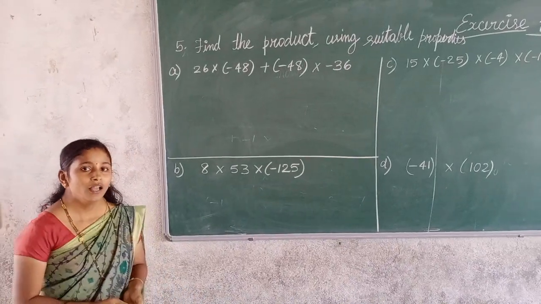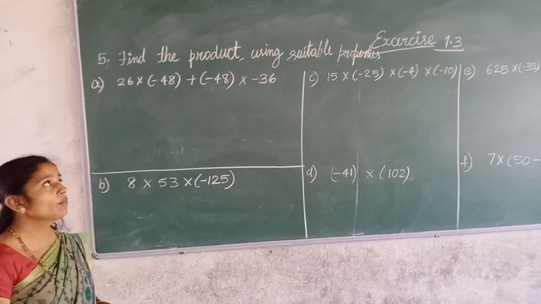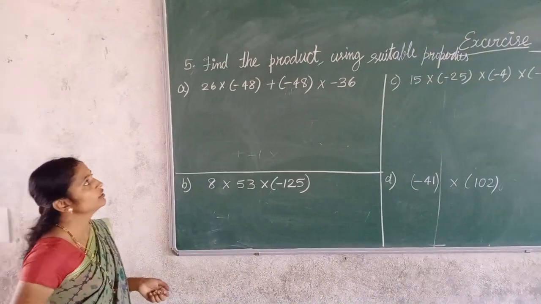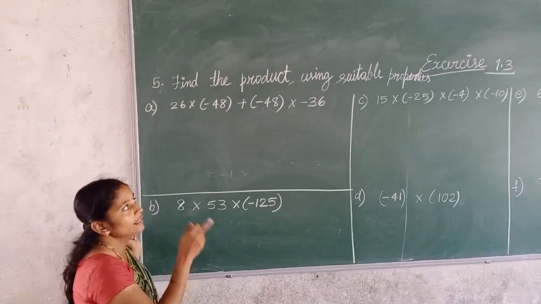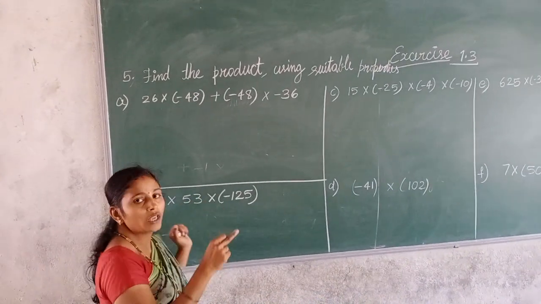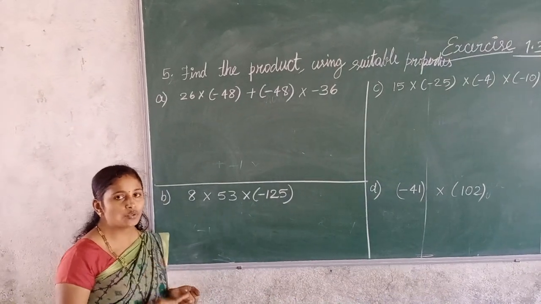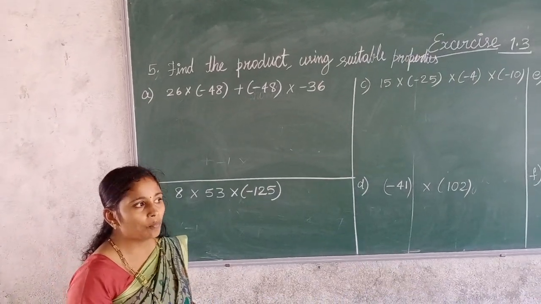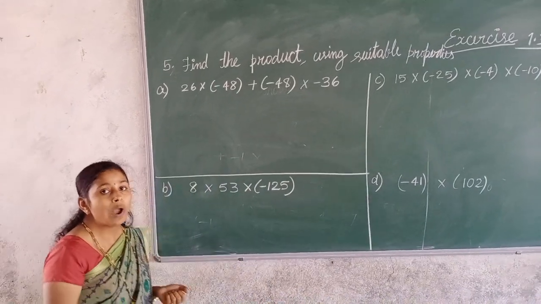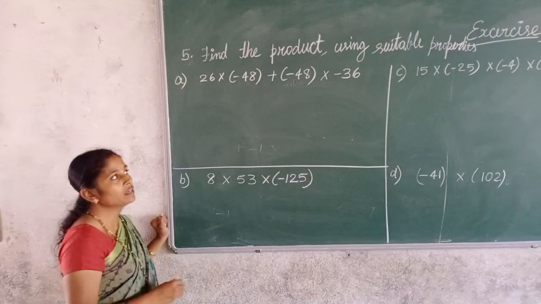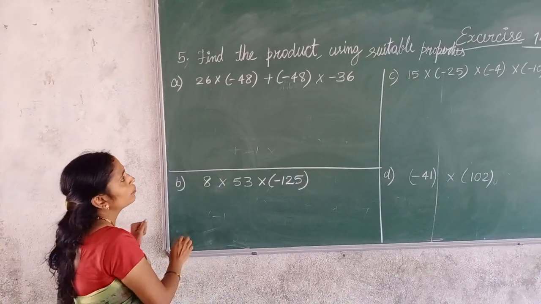My dear students, let us begin the integers chapter from exercise 1.3, fifth question. Find the product. You have to find the product using suitable properties. As you all learned the commutative property, associative property, distributive property, closure property, now you have to apply those properties. If you apply them, it is very helpful to solve the problem. So let us find the product.